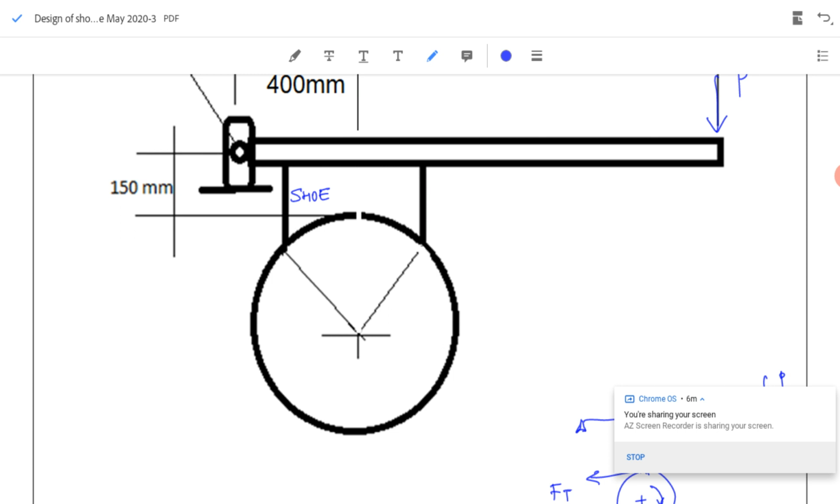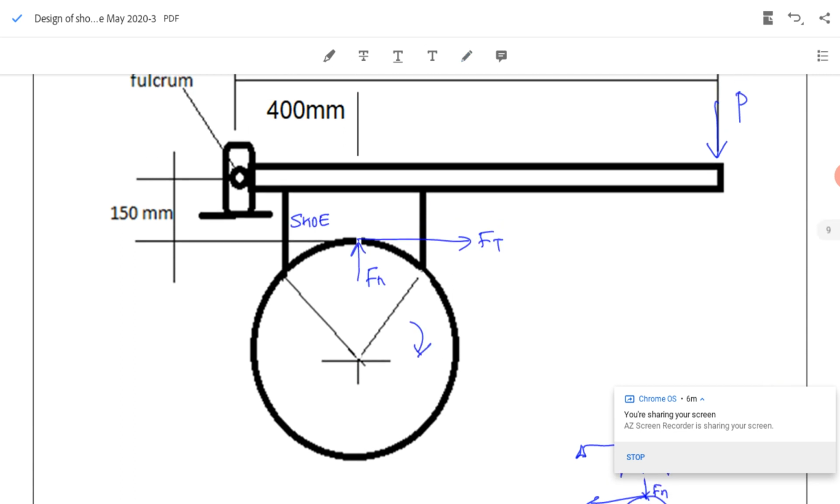The force exerted by the drum on the shoe will be acting upwards, Fn. Similarly, the drum is rotating in the clockwise direction, so the friction force or the tangential force on the shoe will be in the direction of rotation, Ft. I have to get the value of P.